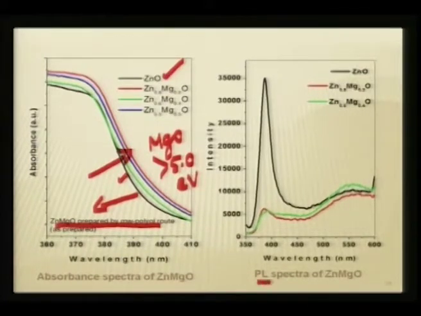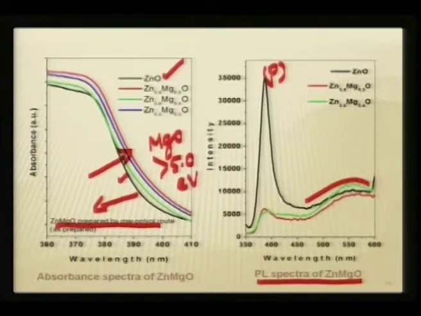If you look at the PL spectra of zinc magnesium oxide, as you see here, this is the parent compound, and the parent compound clearly shows the 380 nanometer peak with a little bit of defect concentration, whereas magnesium totally seems to kill the band to band emission.